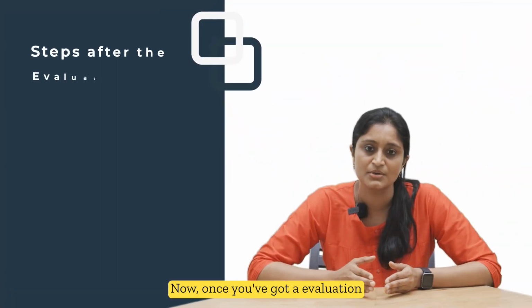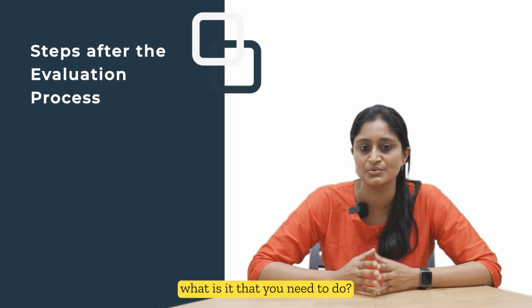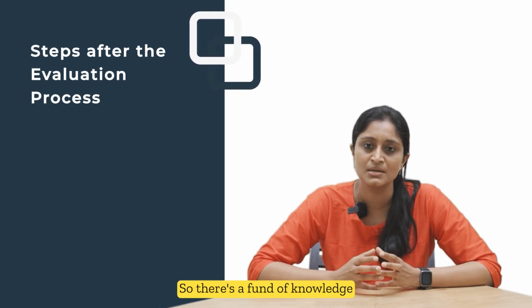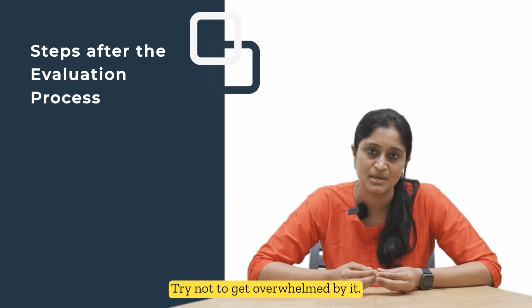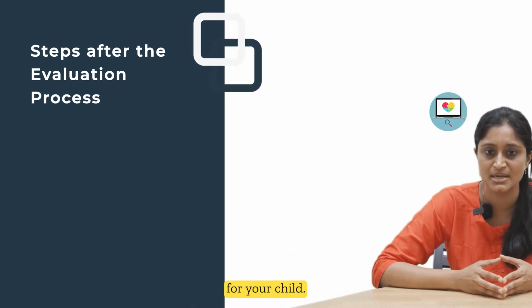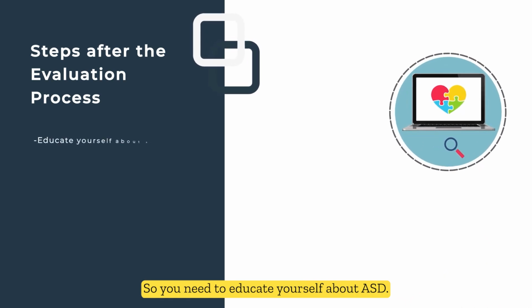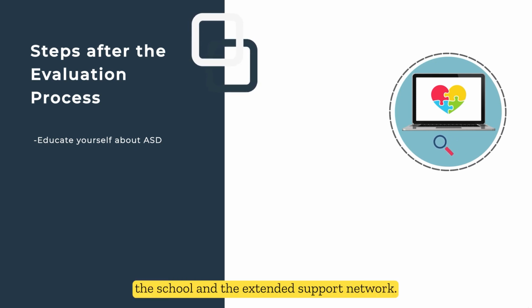Now, once you've got your evaluation and you have been through this entire process, what is it that you need to do? There's a fund of knowledge available about ASD. Try not to get overwhelmed by it. You are going to be the biggest advocate for your child. So you need to educate yourself about ASD. You're going to be the common link between the therapist, the school, and your extended support network.